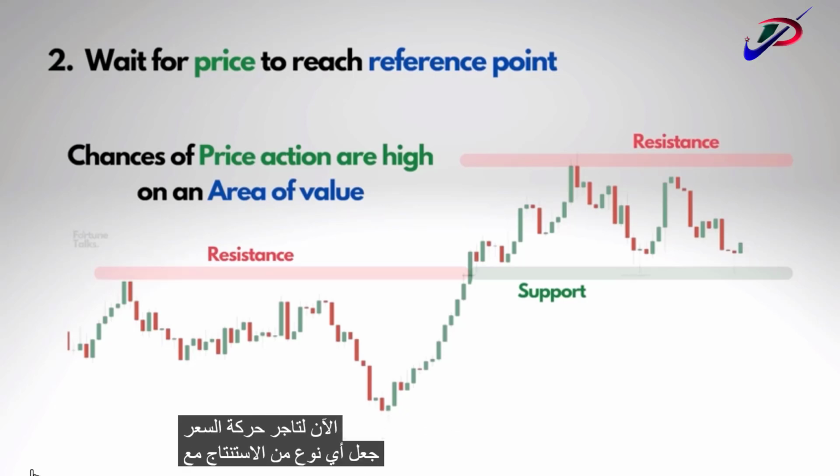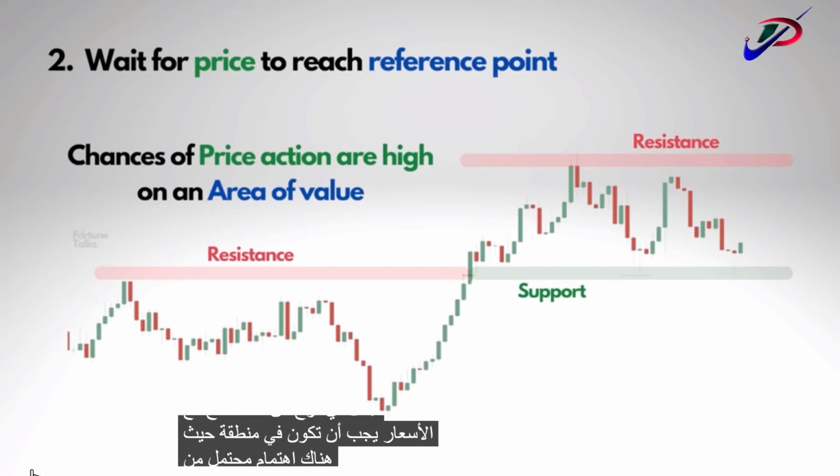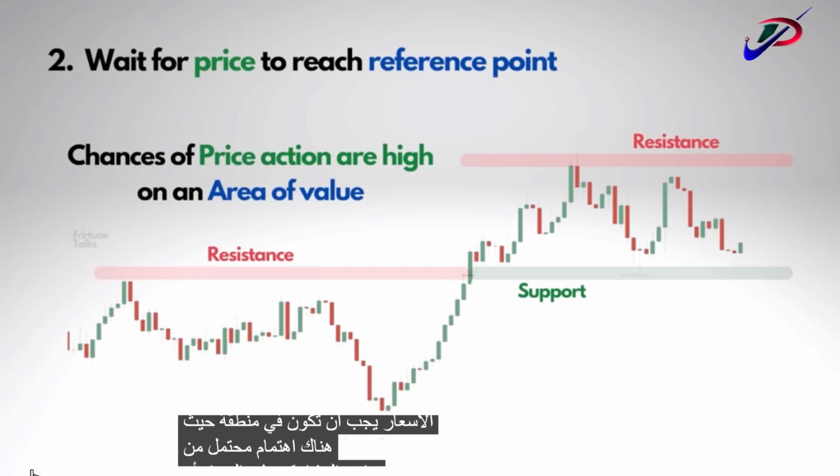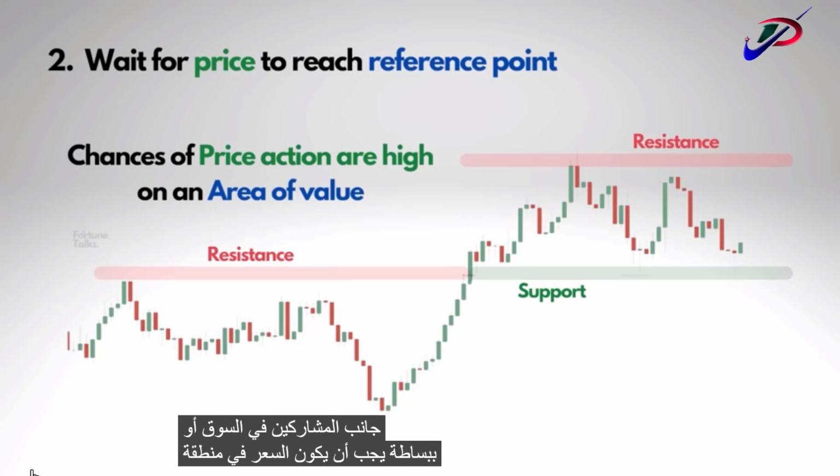Now, no matter where the price is trading right now, for a price action trader to make any sort of conclusion with the prices, it has to be in an area where there is a potential interest from the side of the market participants, or simply the price should be at an area of value.